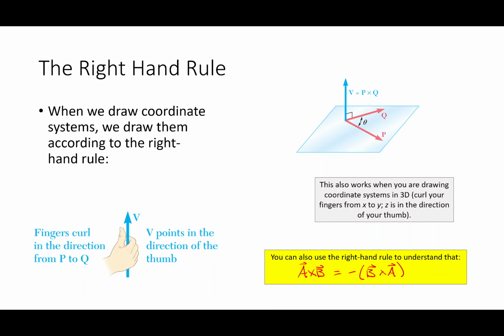So cross products are not commutative, like vector addition was commutative. A plus B equals B plus A. But that's not the case with vector multiplication. A cross B does not equal B cross A. It's the flip sign of that, so it's the negative of it. Everybody okay with that? Okay.